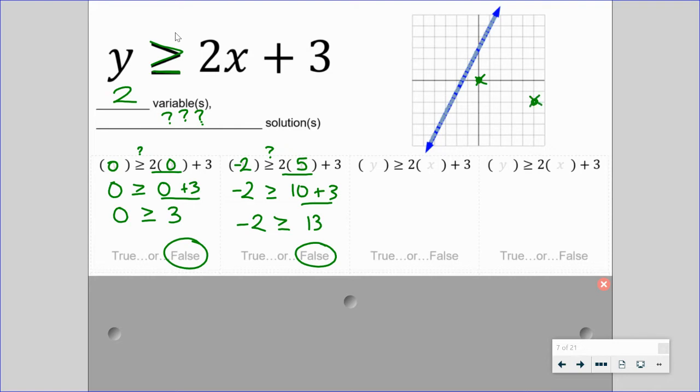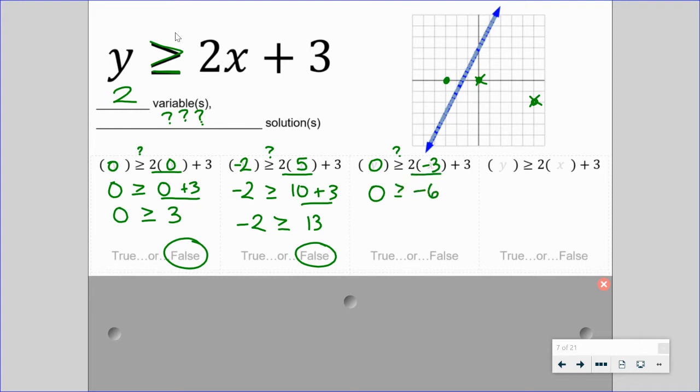So let's go to the other side of the line, shall we? Let's try x is -3 and y is 0. So we'll substitute in -3 and 0. And let's put a little question mark here. Is this a true or false statement?